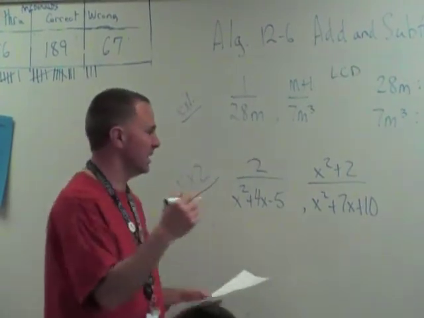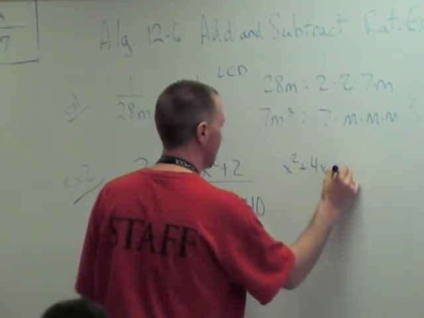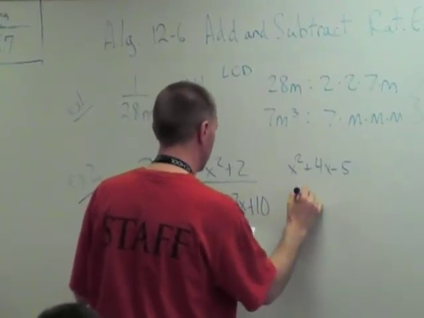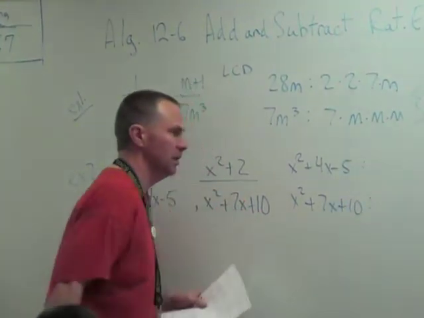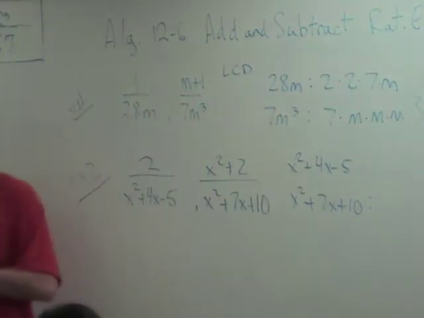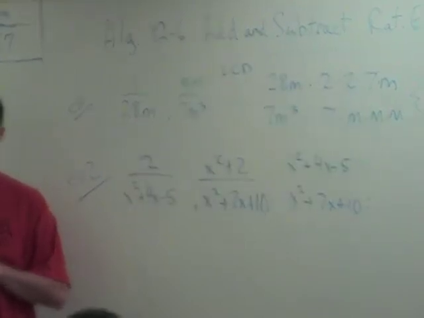Alright, so let's take a look at each denominator. x squared plus 4x minus 5. x squared plus 7x plus 10. I want the prime factorization. What do you think we're going to do?